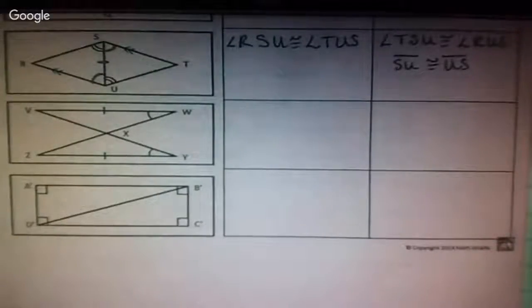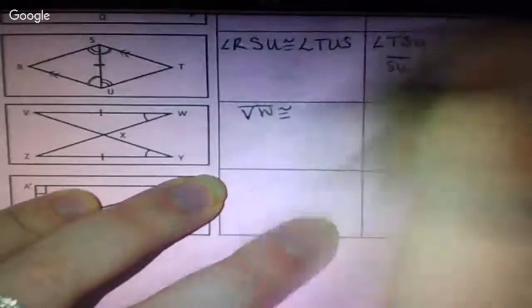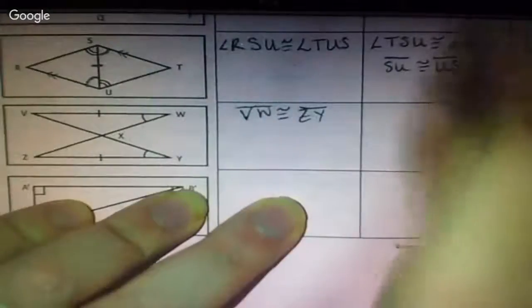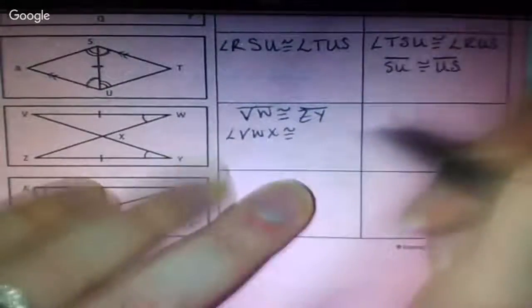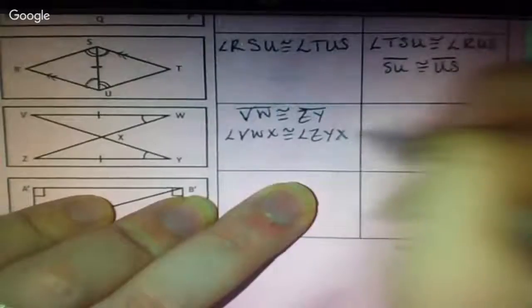Yeah, you're right. Okay, so on this one, side VW is congruent to side ZY. And they also tell us that angle VWX is congruent to angle ZYX.